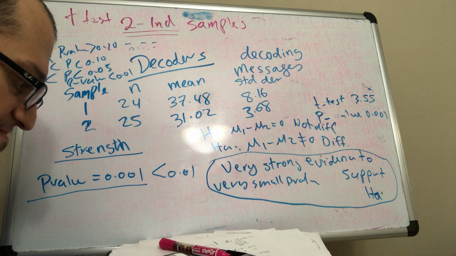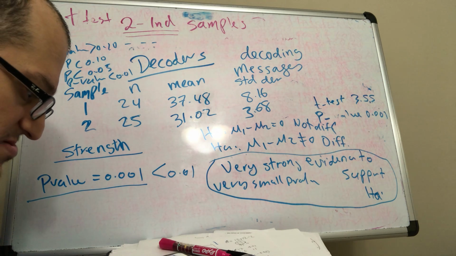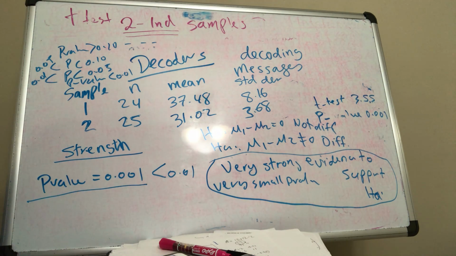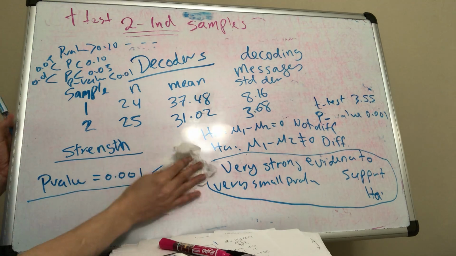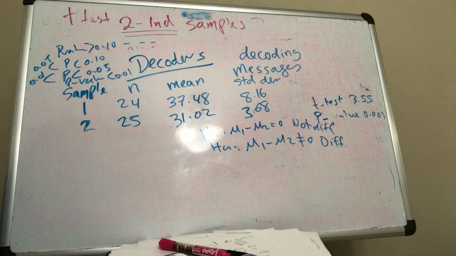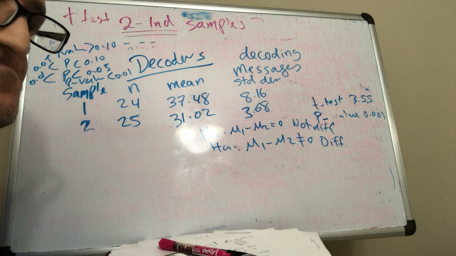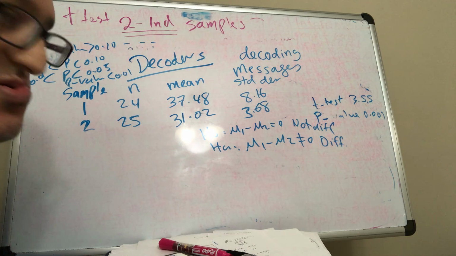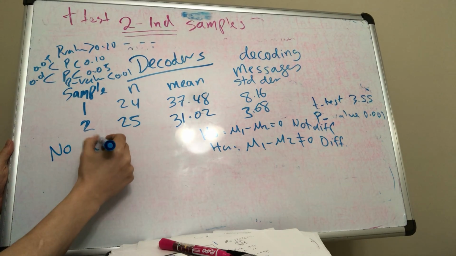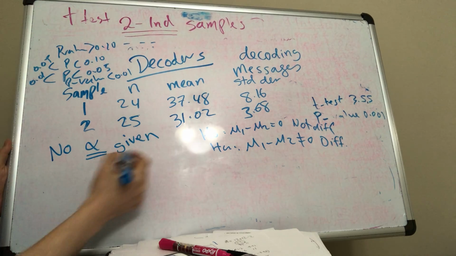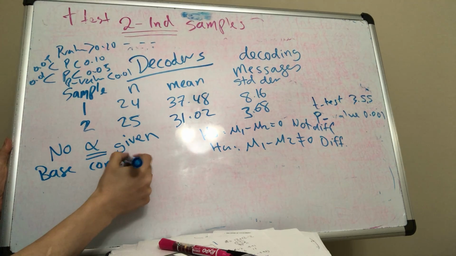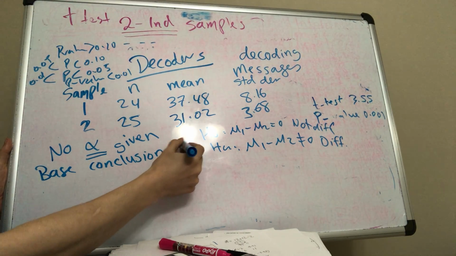Now in the last step, you need to talk about the conclusion of the question. Are they different or not different? Remember how I wrote the previous conclusion, go back and look at that one, because this one is different. This one, no alpha given. You don't have alpha. So you have to base the conclusion on strengths.